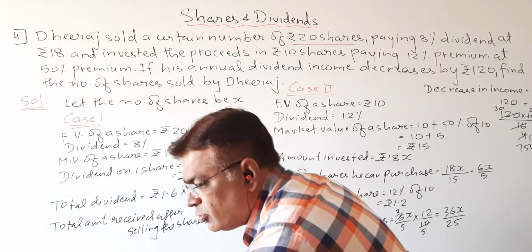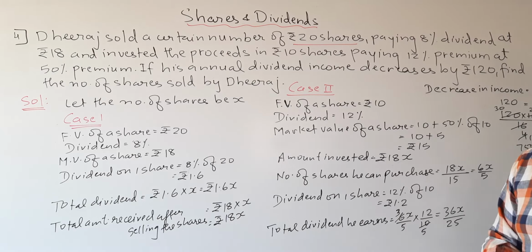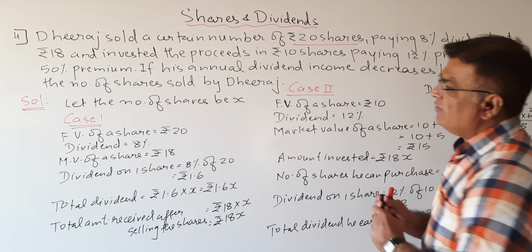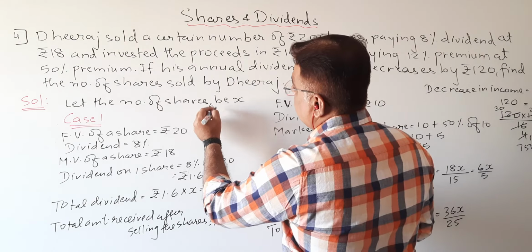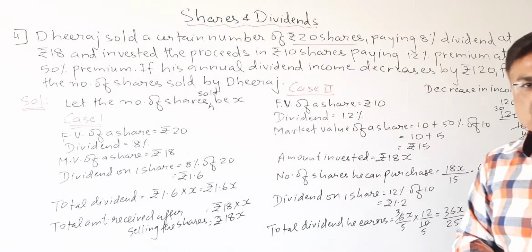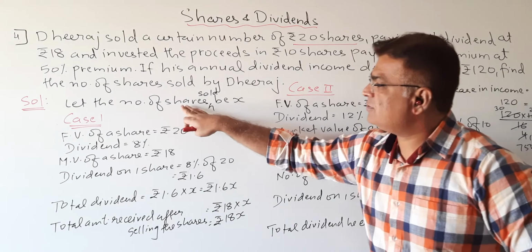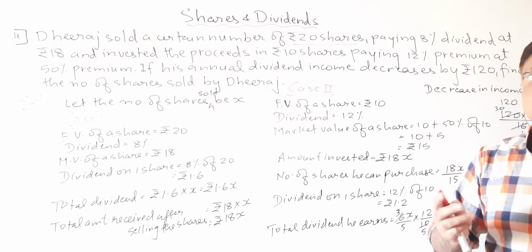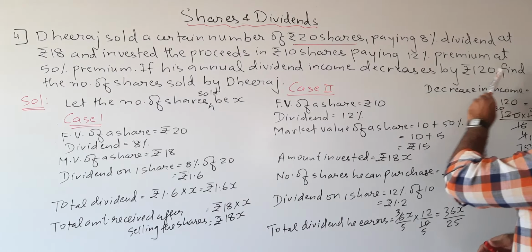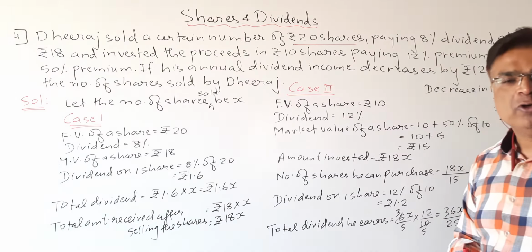Okay students, so here you can see the number of shares that we have found is 750. So the number of shares sold is 750. Okay, here also I forgot to write one thing. Let the number of shares sold be x. Because if you just write the number of shares, then it will mean the total number of shares. But see here what we have to find: find the number of shares sold. It is clear. Okay students.